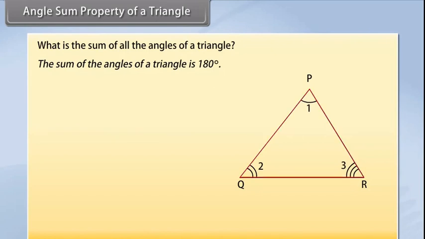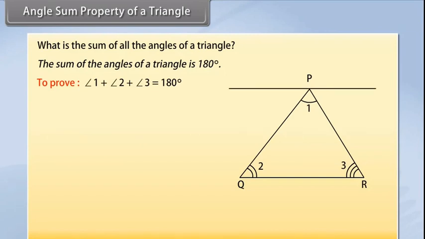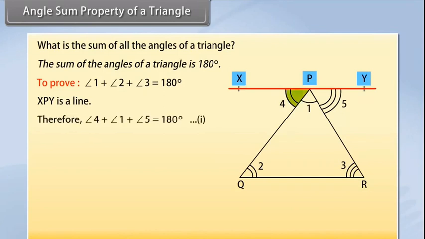We are given a triangle PQR and angle 1, angle 2 and angle 3 are the angles of triangle PQR. We need to prove that angle 1 plus angle 2 plus angle 3 is equal to 180 degree. Let us draw a line XPY parallel to QR through the opposite vertex P. Now XPY is a line, therefore angle 4 plus angle 1 plus angle 5 is equal to 180 degree.